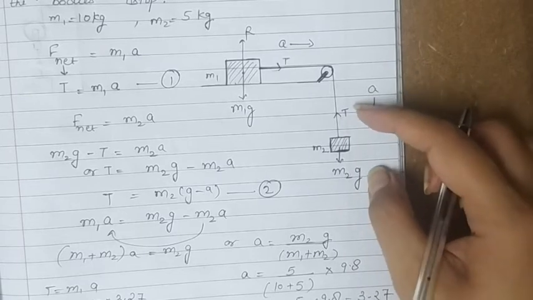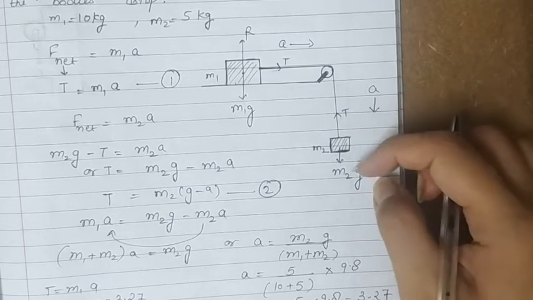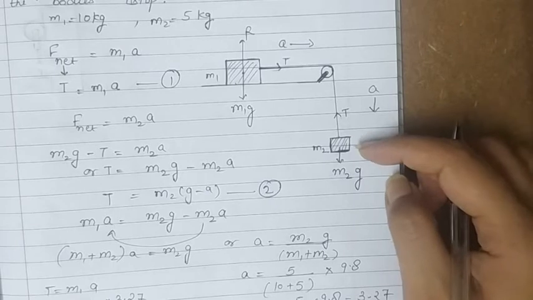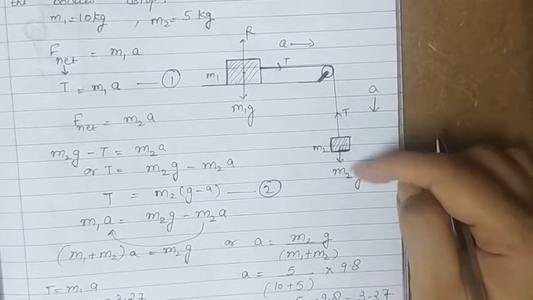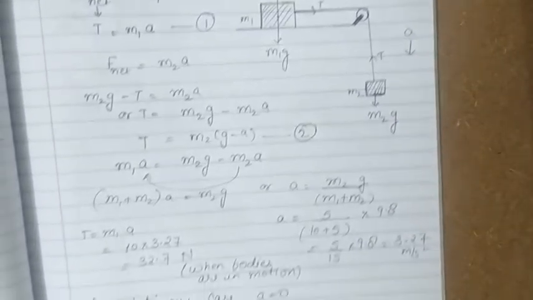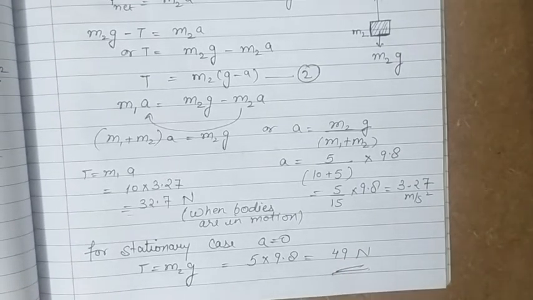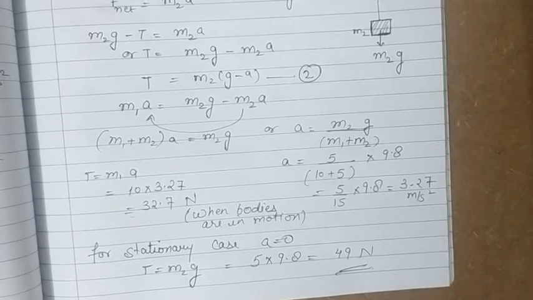We can also say it like this. There is no motion of bodies, means all the forces are balanced. That means T is equal to M2G. So tension is equal to M2G and it is equal to 49 Newton. That's all for the question. Moving to the next one.